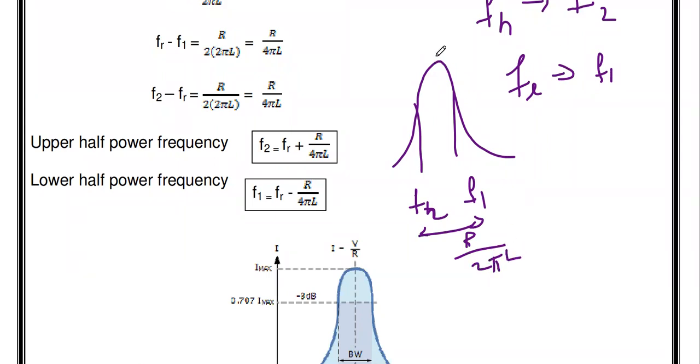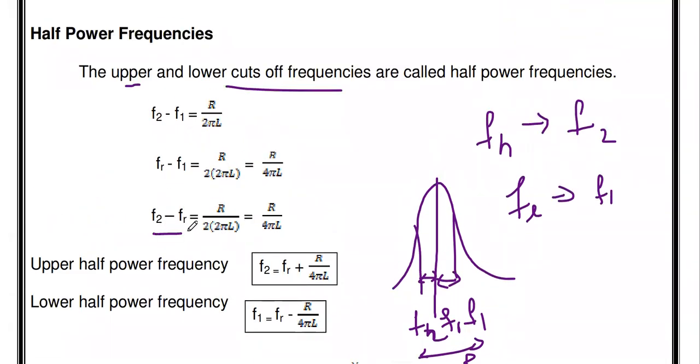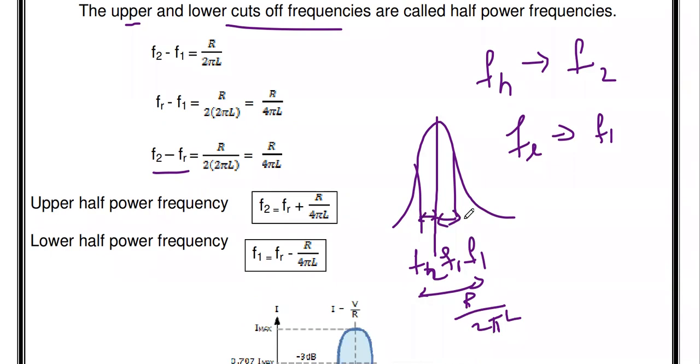The center frequency is FR, the resonating frequency. So if the total bandwidth is R by 2 pi L, this is half bandwidth, and this is half bandwidth. So the difference F2 minus FR can be written as R by 2 pi L divided by 2, that is R by 4 pi L. Similarly, for this half, FR minus F1, we can write R by 2 pi L divided by 2, so R by 4 pi L.